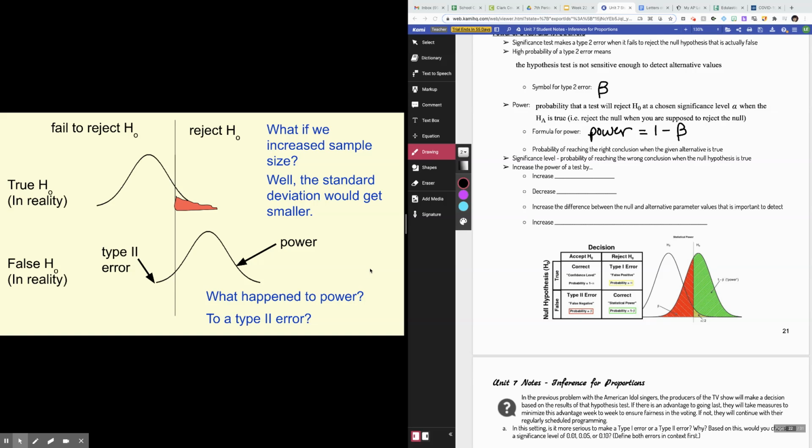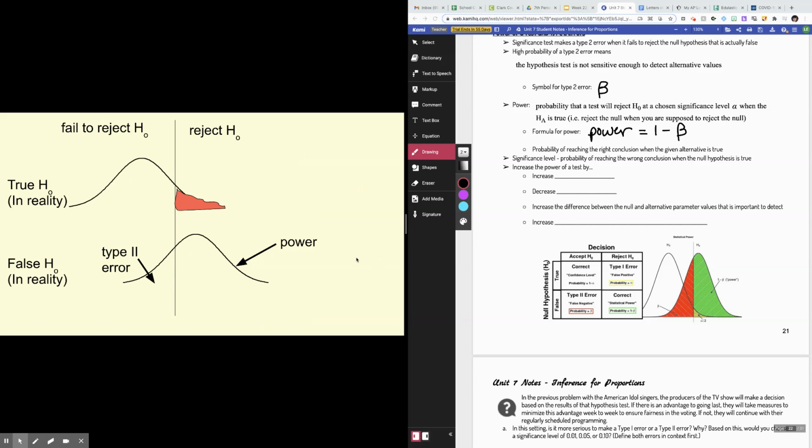Right, so another way to increase your power is to increase your sample size, right? Which decreases your standard deviation, okay?